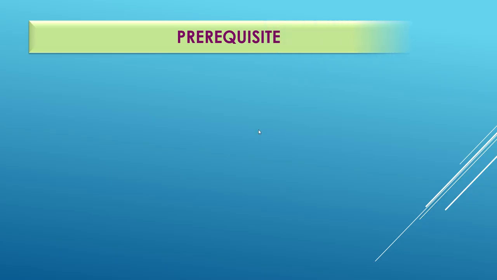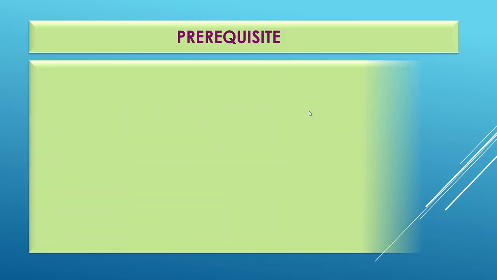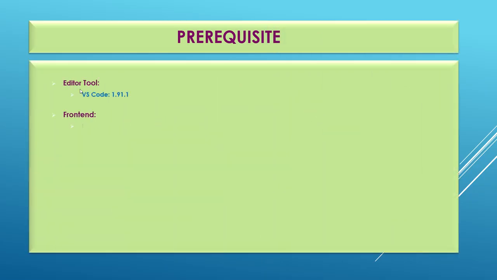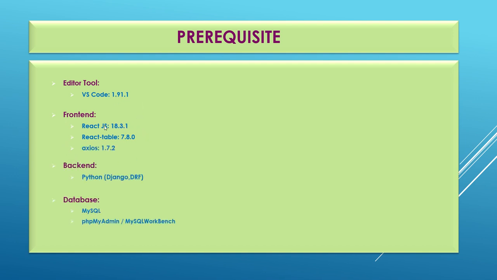So these are some prerequisites we need to install and be ready with to create this full stack application. As an editor, we are going to use Visual Studio Code, and these are some front-end technologies we are going to use like React.js. We are going to use version 18.3.1, and these are the libraries we are going to install on the front-end side, like React Table and Axios libraries we are going to use, and on the backend side we are going to use Python.